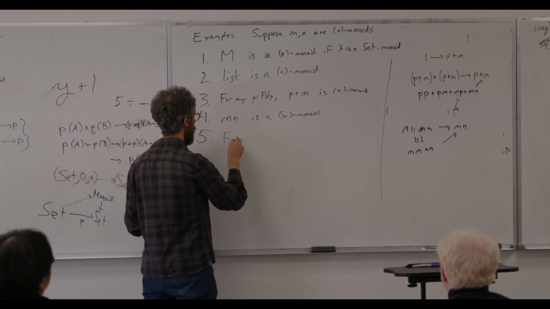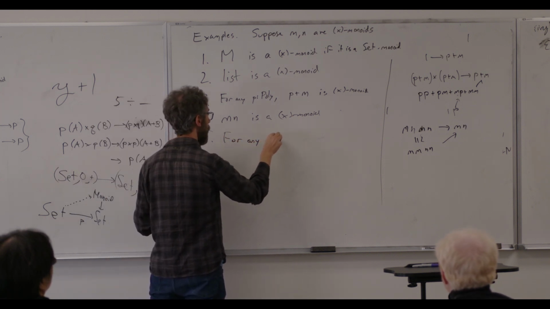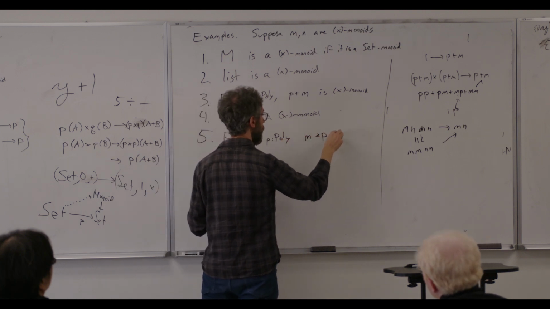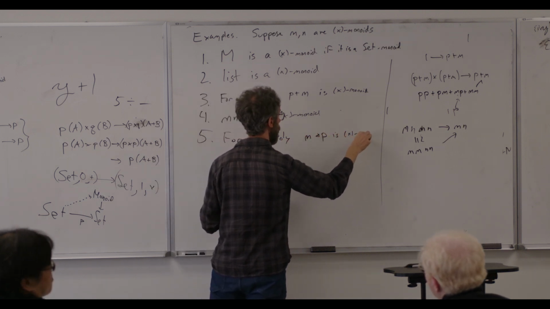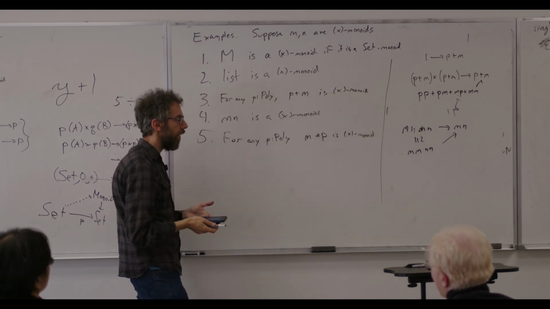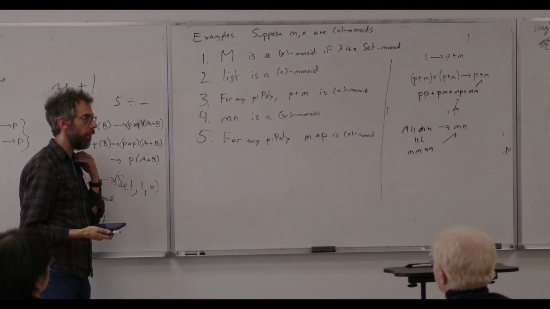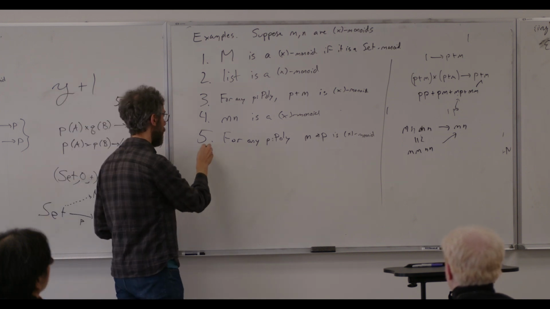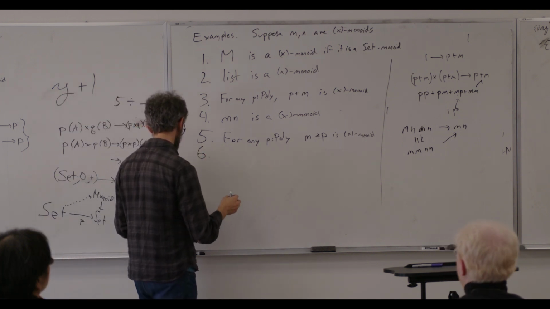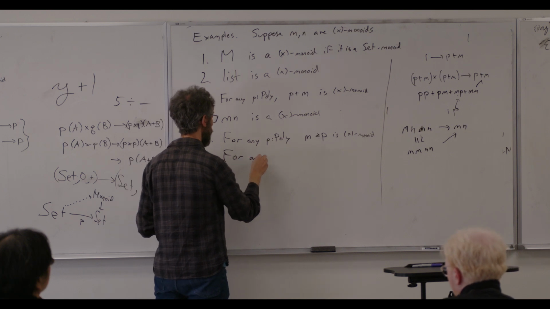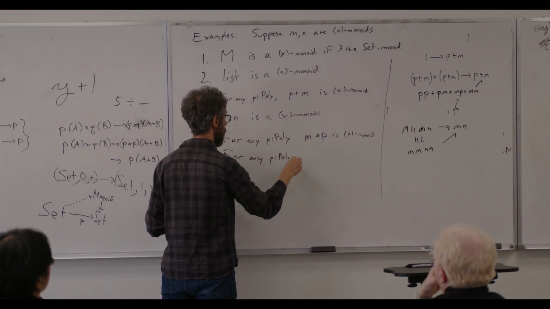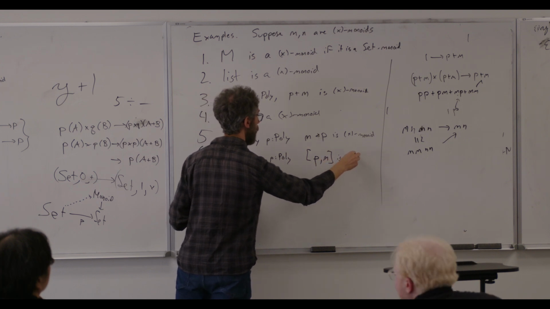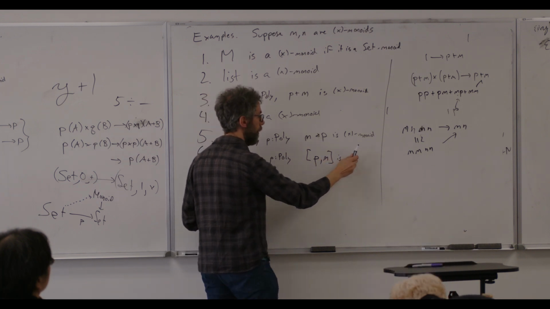So for any p in poly, m trie p is a times monoid. So trie is what we're going to get to tomorrow, this substitution product thing. And this will be another times monoid. For any p in poly, the inner Hom [p, m] is a times monoid, is an alternative.